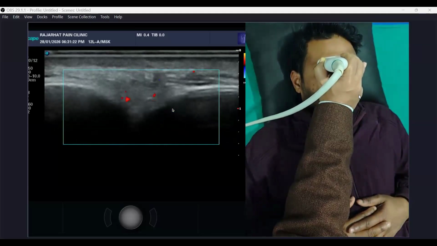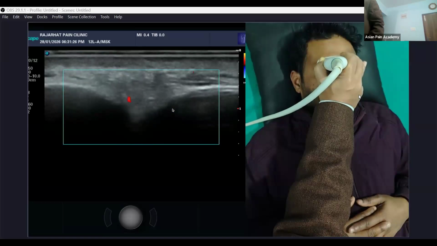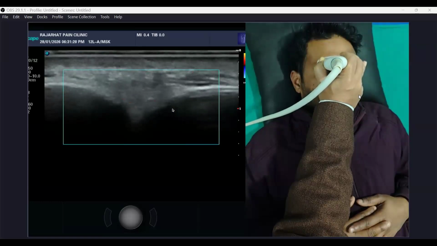Can you fix the picture? Yes, can you fix the picture? I couldn't understand the anatomy actually.